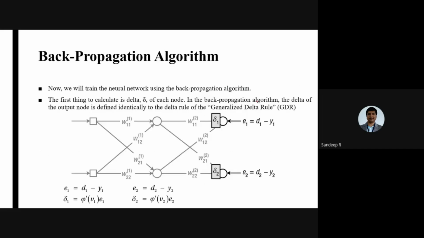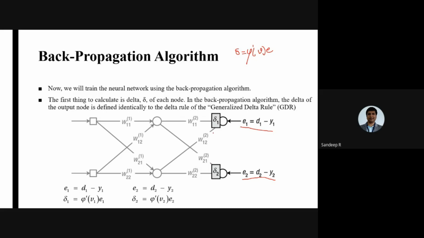Fine. So now we calculate the error also. We know the error because we know the correct output. Error 1 is nothing but D1 minus Y1, and error 2 is nothing but D2 minus Y2. We'll be using the generalized delta rule for the weight updation process. Delta is the differentiation of the activation function into the error. So delta 1 is the differentiation of the activation function into E1, and delta 2 is the differentiation of the activation function into E2.